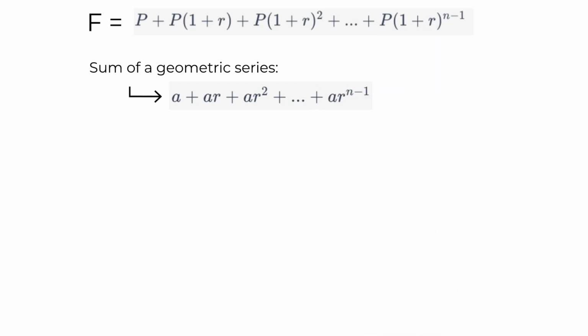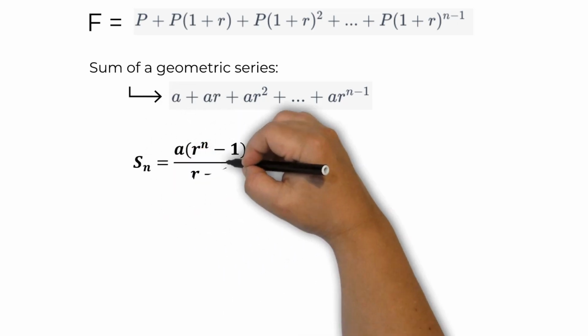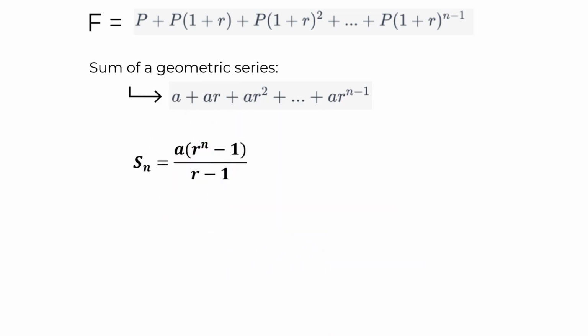and then the last term, ar^(n-1), where a is the first term and r is the common ratio, is given by the following formula. Sn is equal to a multiplied by (r^n - 1) divided by (r - 1).